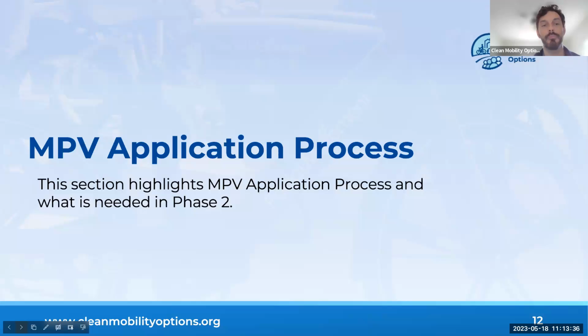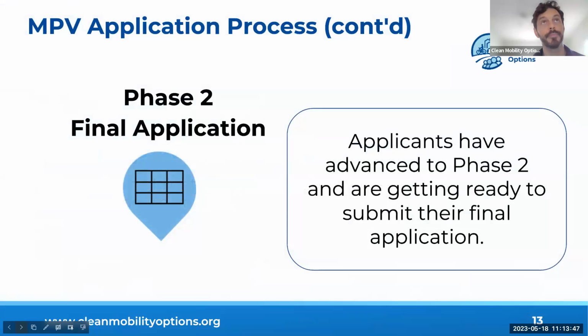Great, so in this section, we'll provide you with a comprehensive overview of what you need to know and what is required during Phase 2. So let's get started. In Phase 2 of the Mobility Project Voucher application process, you as an applicant are getting ready to submit your final application. This is a significant milestone as you work towards securing funding for your Clean Mobility Options project.